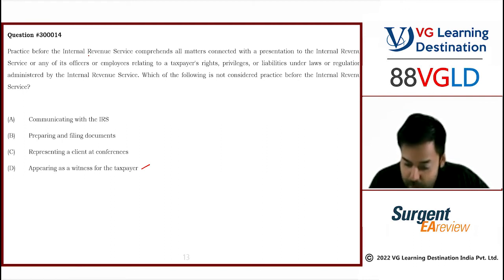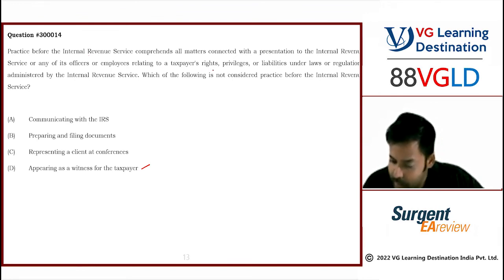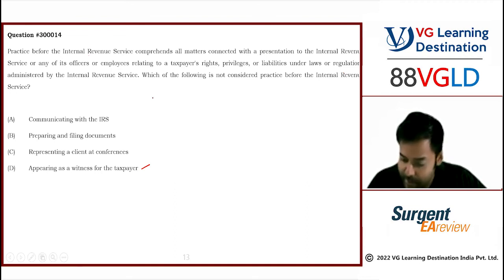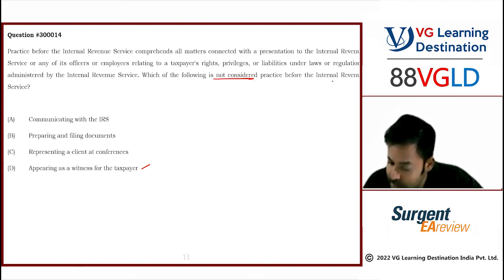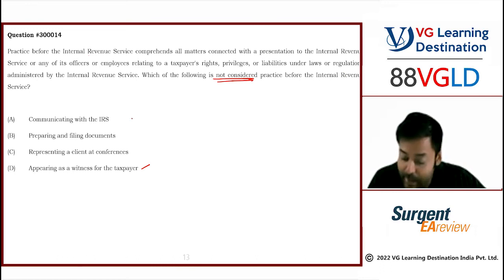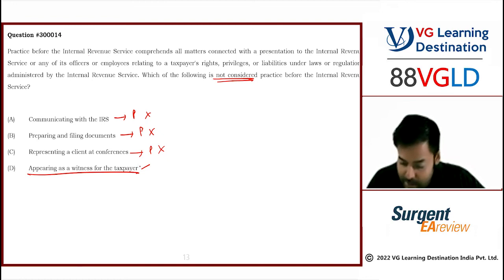Practice before the IRS comprehends all matters connected with a presentation to the IRS or any of its officers or employees relating to a taxpayer's rights, privileges, or liabilities under laws or regulations administered by the IRS. Which of the following is not considered to be practice? Communicating with the IRS is practice, not the answer. Preparing and filing documents is practice, not the answer. Representing a client at a conference is practice, not the answer. Appearing as a witness, yes, that's not going to be practice.